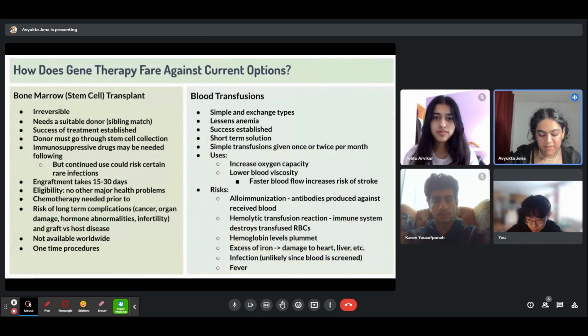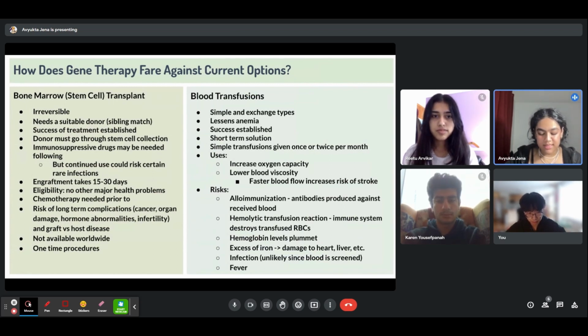So, how does gene therapy fare against current options? Bone marrow or stem cell transplants are surgeries where a suitable donor, usually a sibling match, is found, and their healthy stem cells are infused into the body to replace ineffective bone marrow. The patient must go through chemotherapy, and the donor must go through stem cell collection.